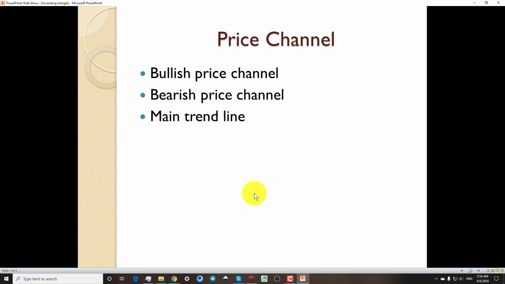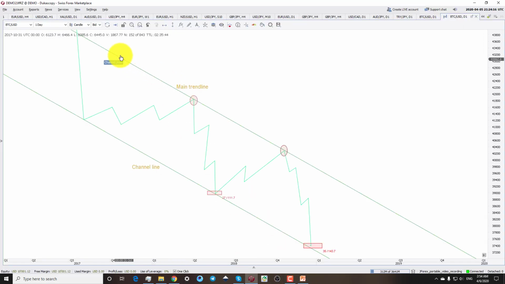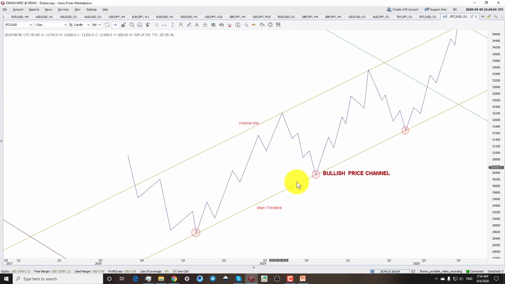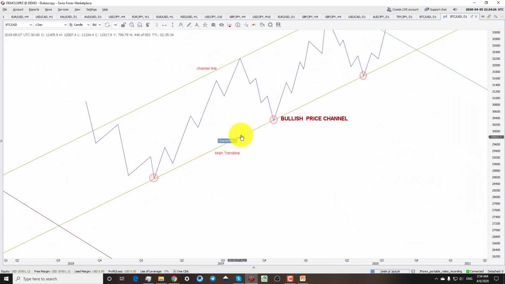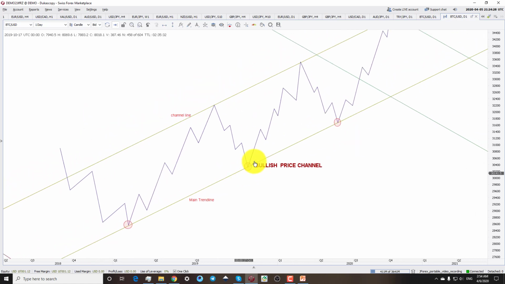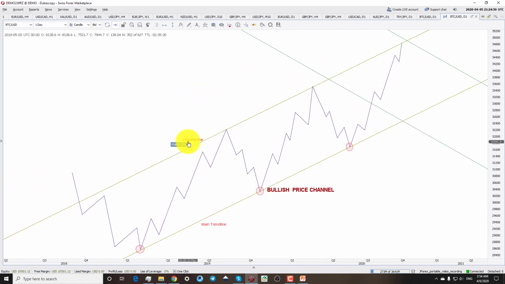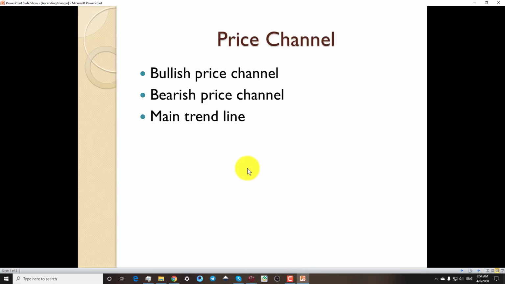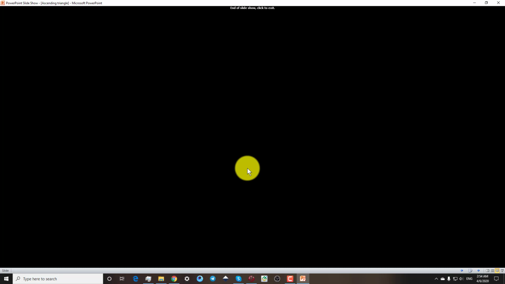The next thing that I wanted to tell you is the main trend line, which I have already explained. If the trend is down, then the line that is made by joining the highs is called the main trend line, and if it is an uptrend, then the line which is joining the lows is the main trend line, and the line opposite to it and parallel, where there is a possible resistance zone, is called the channel line. That's all. Okay friends, that was all about the channels.